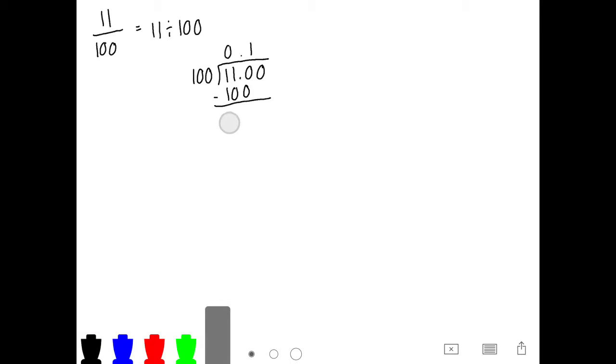I don't know why I put 0 there, sorry. You're left with 1 and then 0. Bring down that 0. You have 0. 100 goes into 100 1 time. So 100 times 1 is 100. Subtract that. You're left with a remainder of 0. So now your final answer is 0.11.